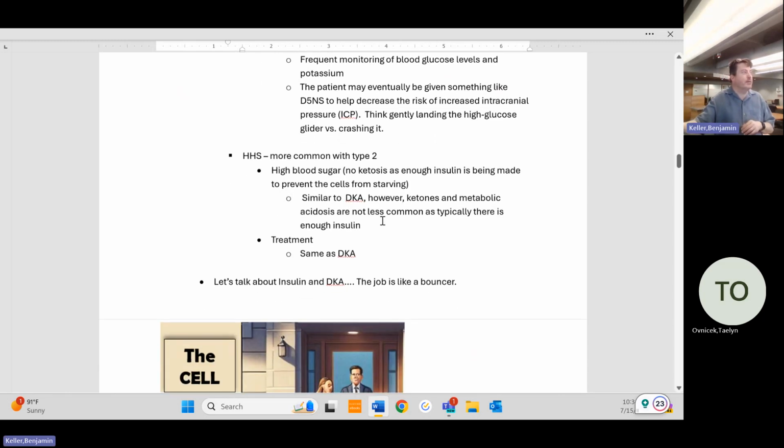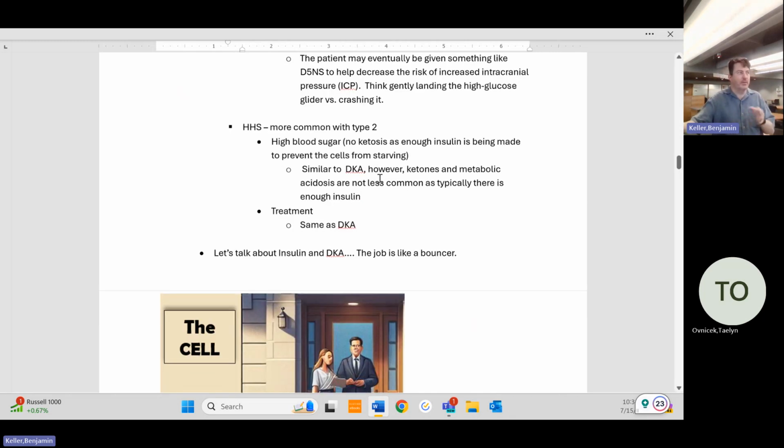So the next one we have is hyperosmolar hyperglycemic syndrome, HHS. And this is more common with type 2 diabetes. And they have some measure of insulin working in their pancreas. And so they don't have the same type of ketosis because they usually have enough insulin to prevent the cells from starving. And it's when they're starving that they make ketosis or ketones. And I'll talk about that in just a moment.